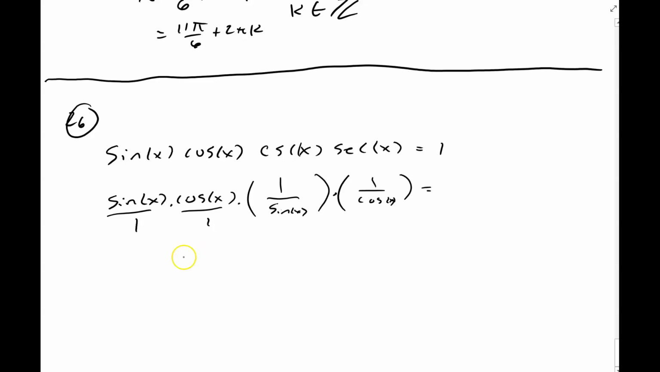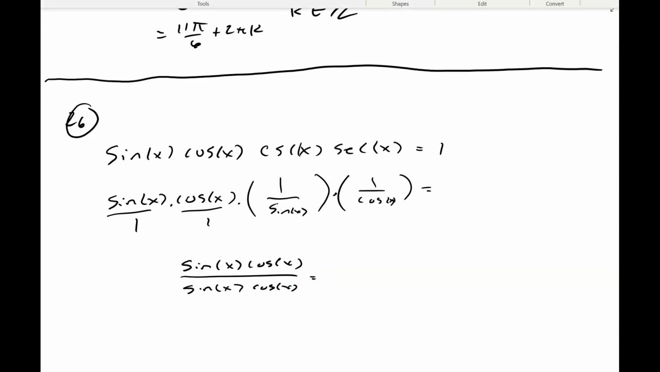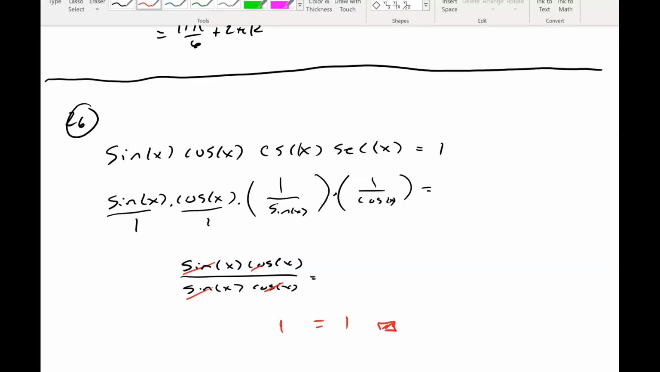So what would the numerator be? Good. And the denominator would be? Sine times cosine, right? Oh, nice. And that's all going to? Wait, this is awesome. So you got 1. And we're done.